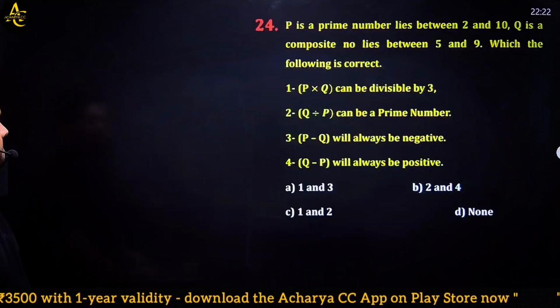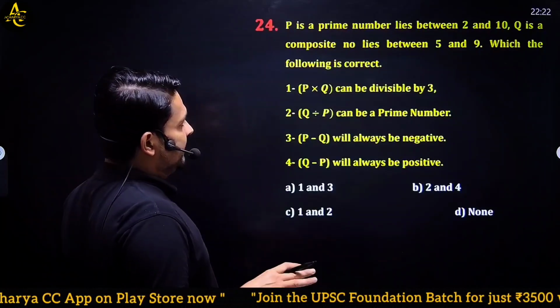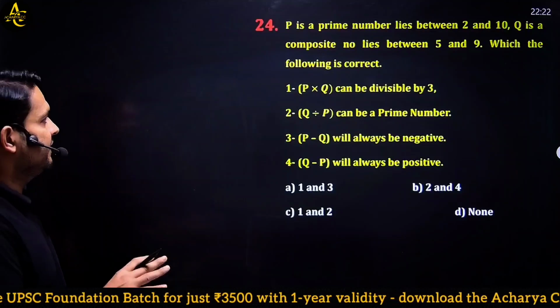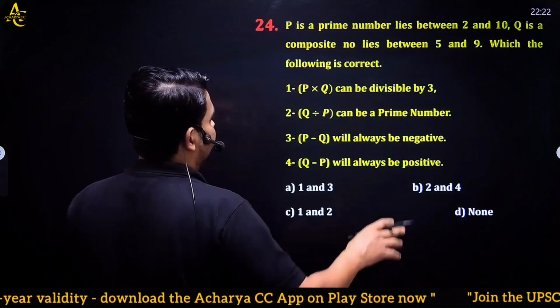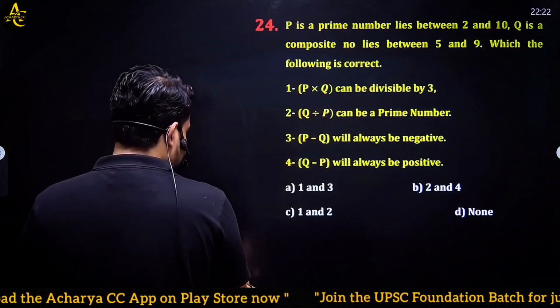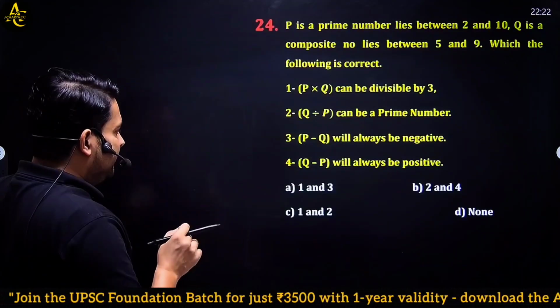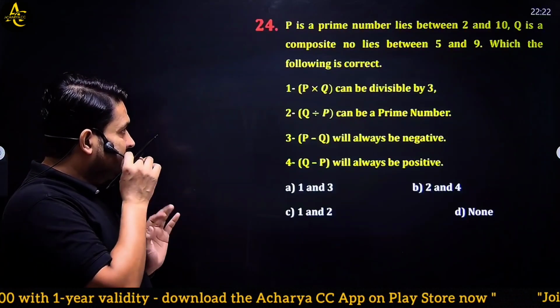Next. P is a prime number, lies between 2 and 10. Q is a composite number, lies between 5 and 9. Which of the following is correct? See, I will tell you how to tackle these kinds of questions.